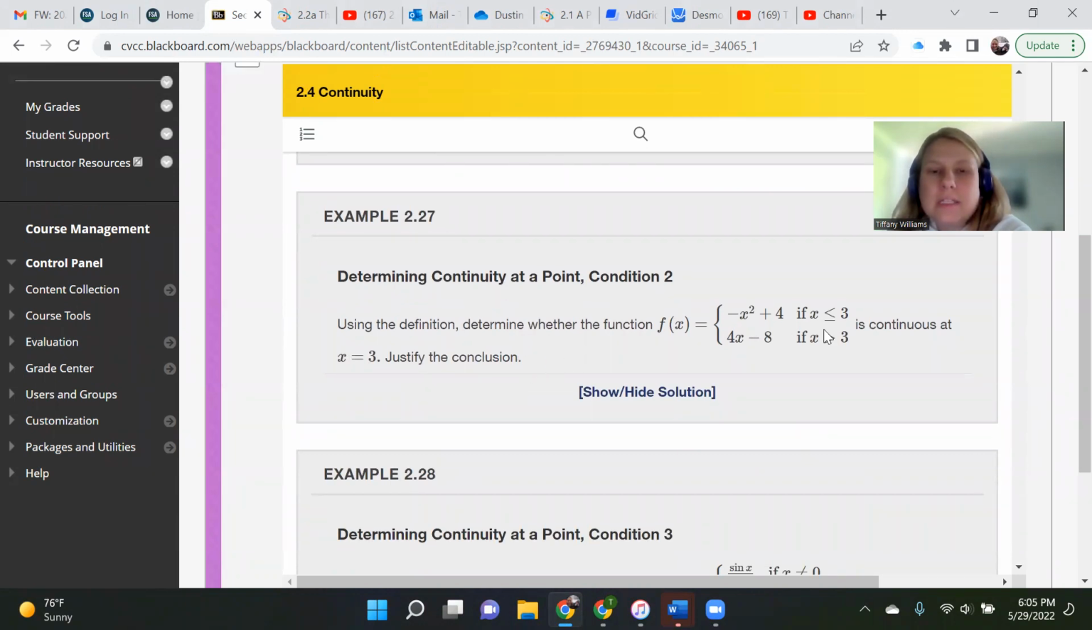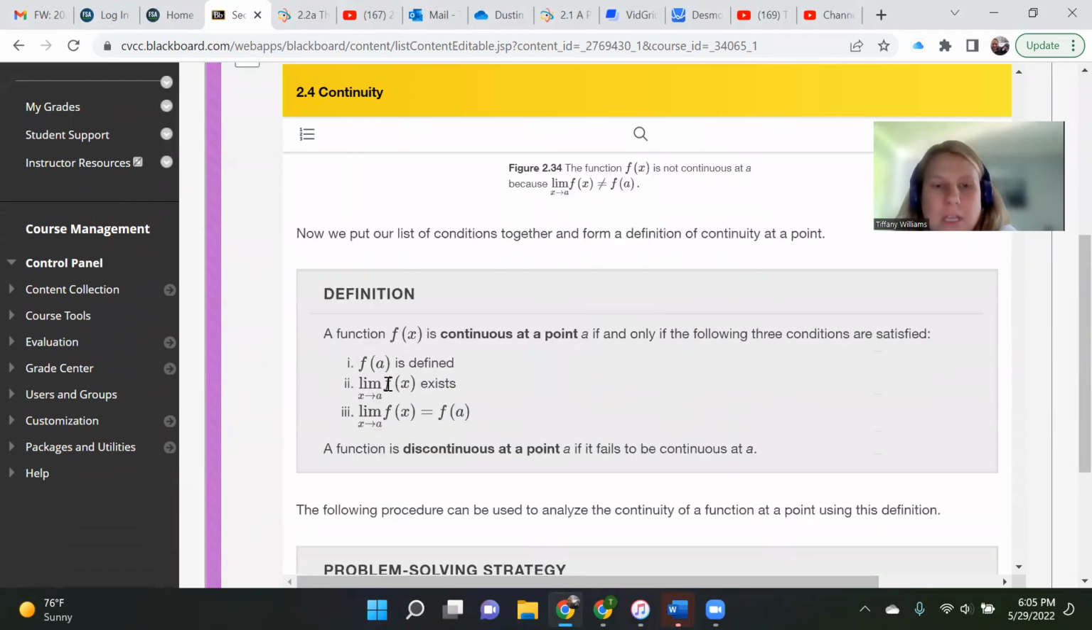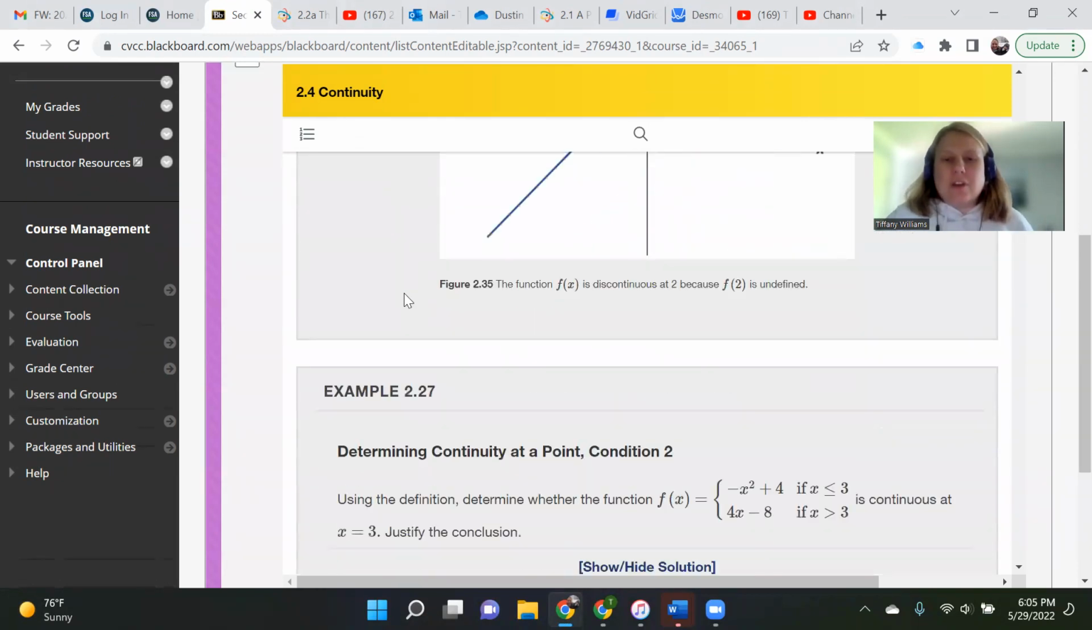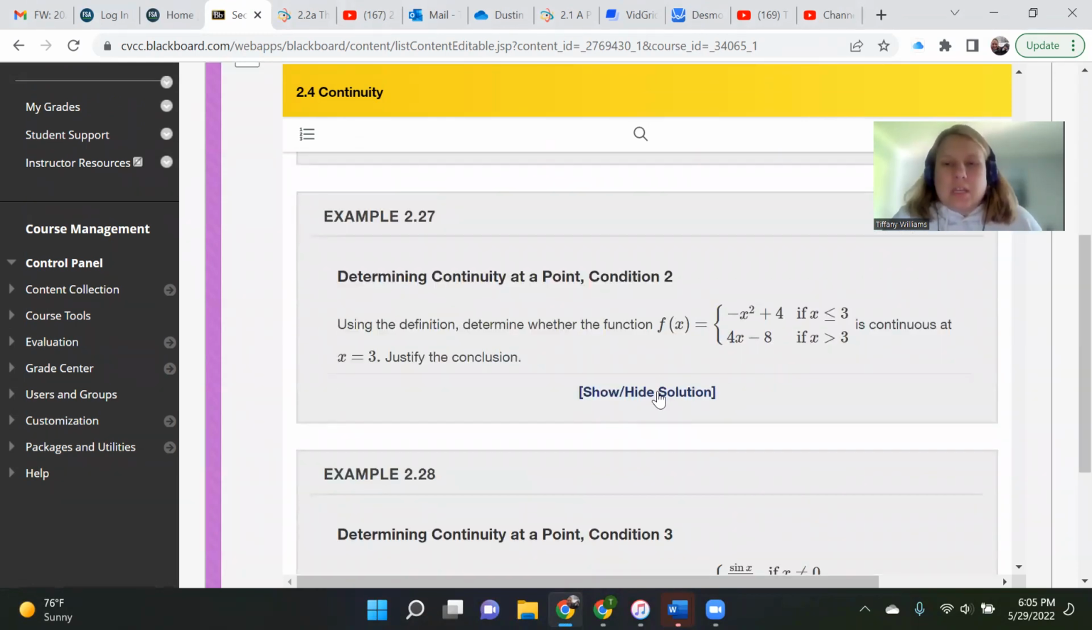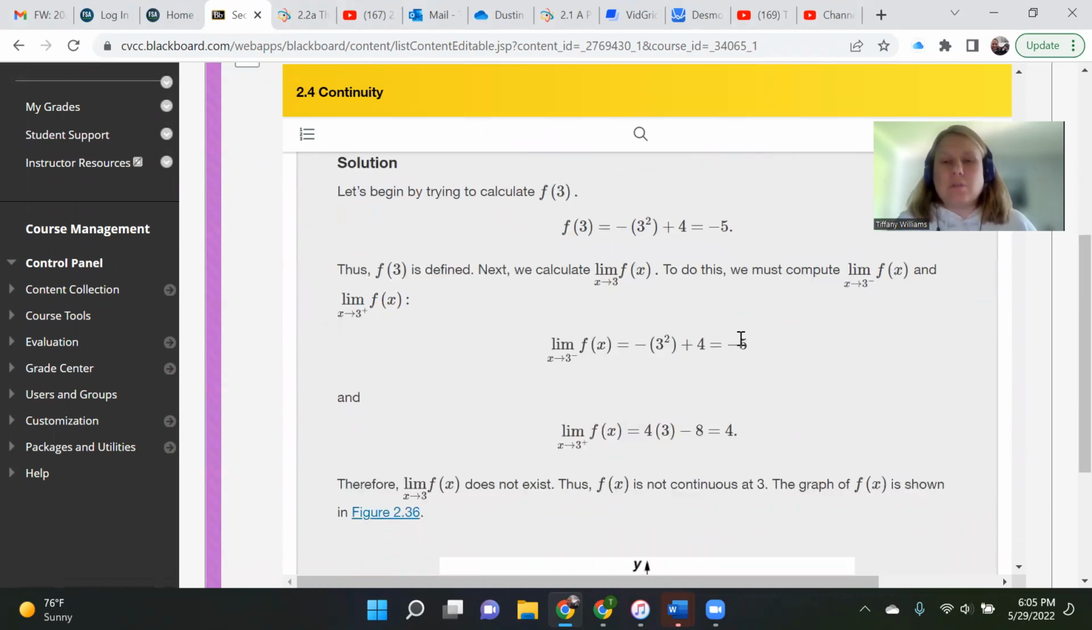Here we're going to look at condition 2. Going back up to condition 2, that was that the limit has to exist. In other words, as we approach from both sides, we get the same thing. And of course, we've got a piecewise defined function for this example: f of x equals negative x squared plus 4 as long as x is less than or equal to 3, and 4x minus 8 if x is greater than 3.